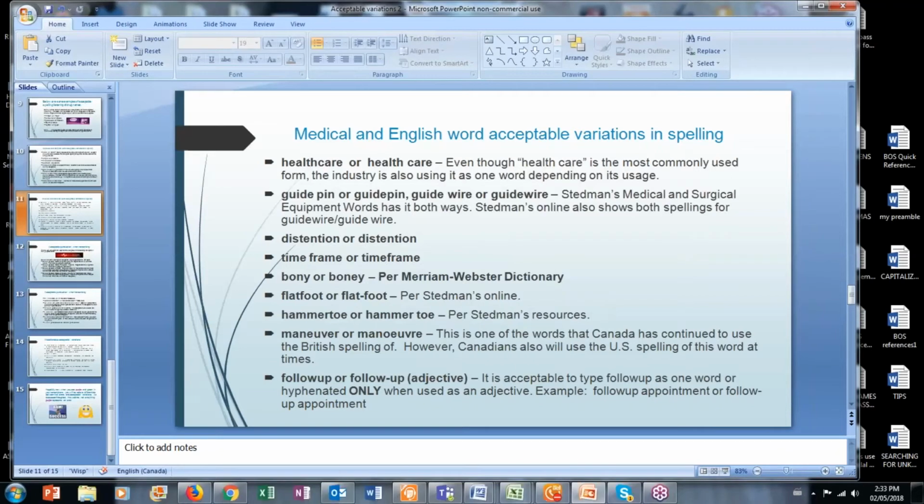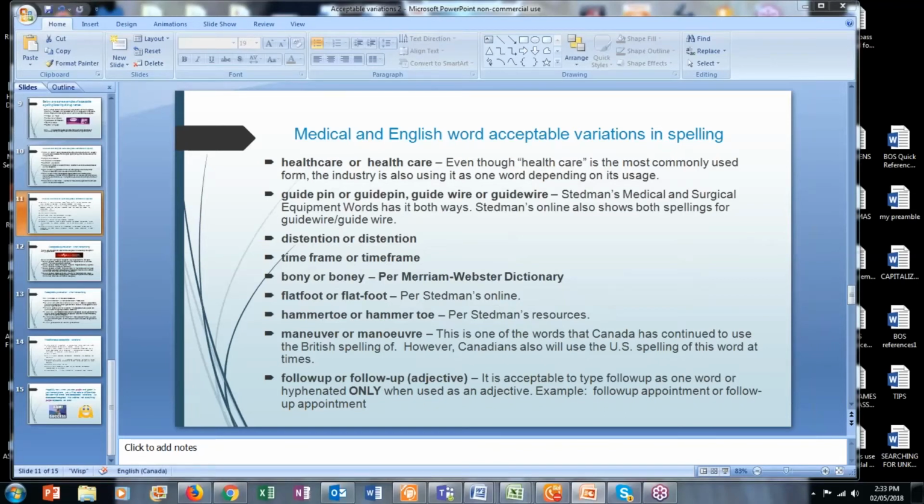Guide pin and guide pin, one word or two, same as guide wire. Could be one word or two. Again, in Stedman's medical and surgical equipment words, it has it both ways. And Stedman's online shows both spellings for guide wire. Interestingly, it only shows it as two words for glide wire, but guide wire is shown both ways, as is guide pin.